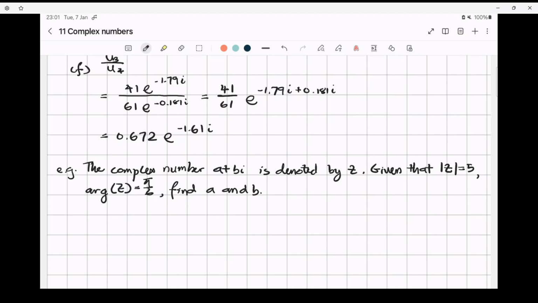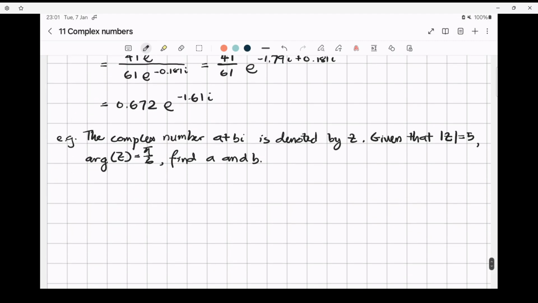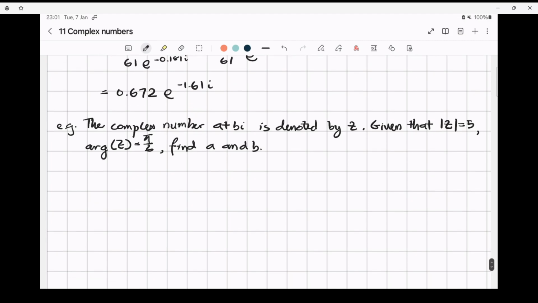So in this case, what you would need to do is to write down step by step. So z equals a plus bi. So the modulus of z will be the square root of a squared plus b squared, which equals 5. Or in other words, a squared plus b squared will equal 25. So that will be your first equation.